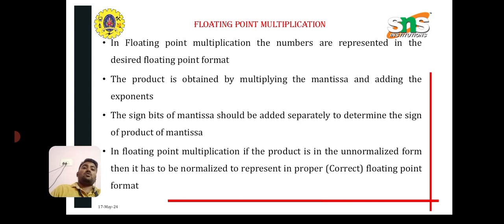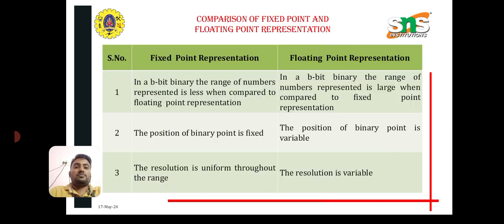In floating point multiplication, the numbers are represented in the desired floating point format. The product is obtained by multiplying the mantissas and adding the exponents. In floating point multiplication, if the product is in unnormalized form, then it has to be normalized to represent the proper floating point format.